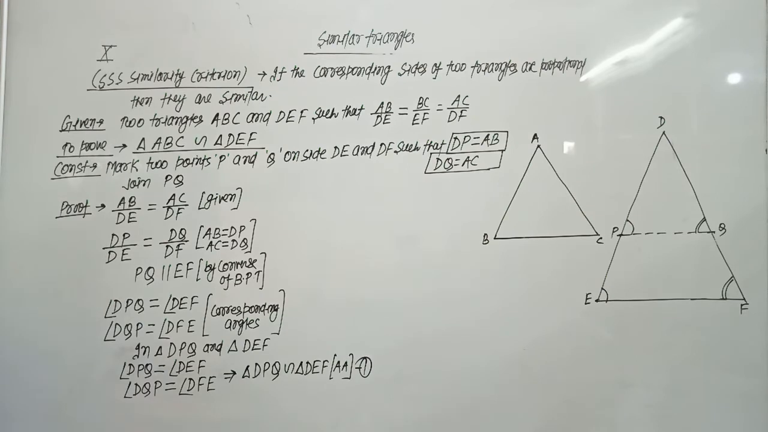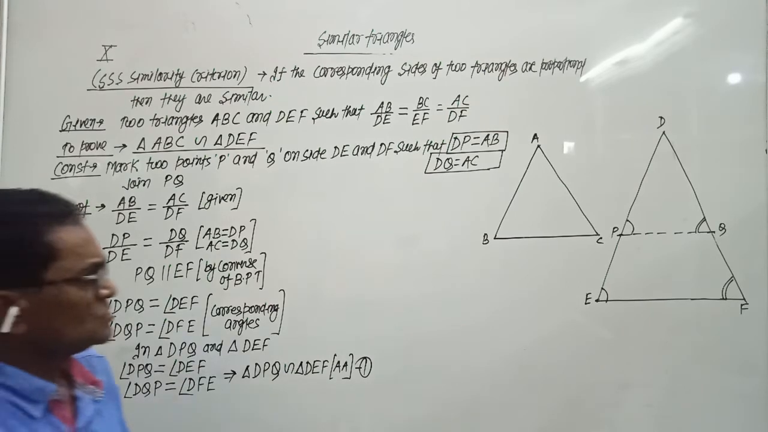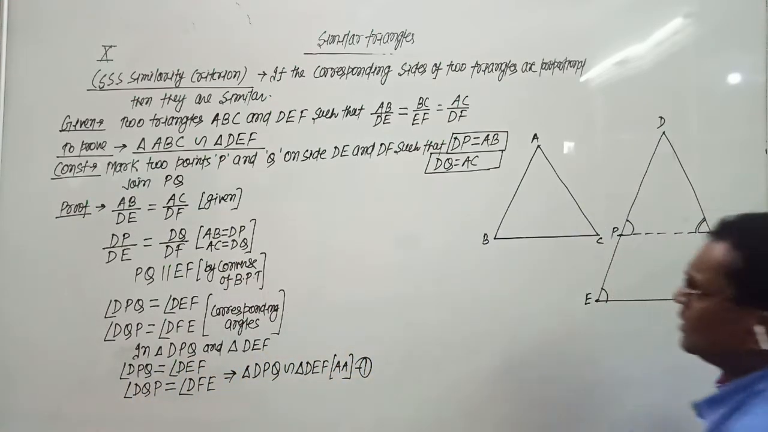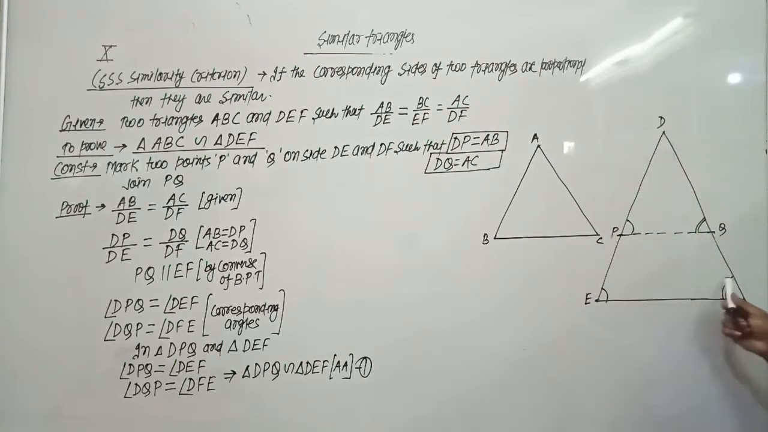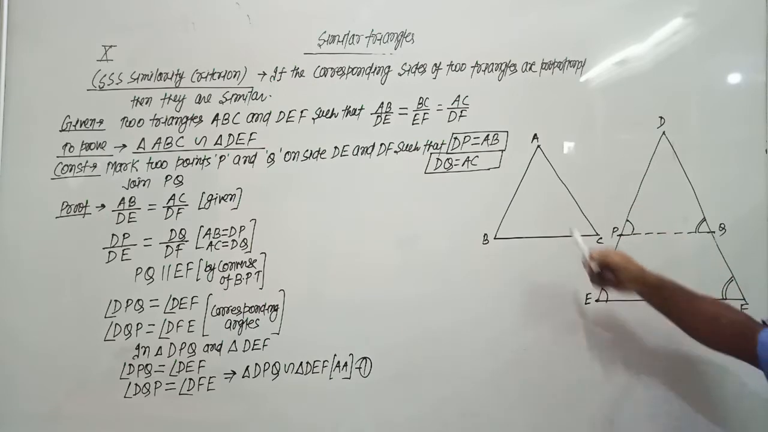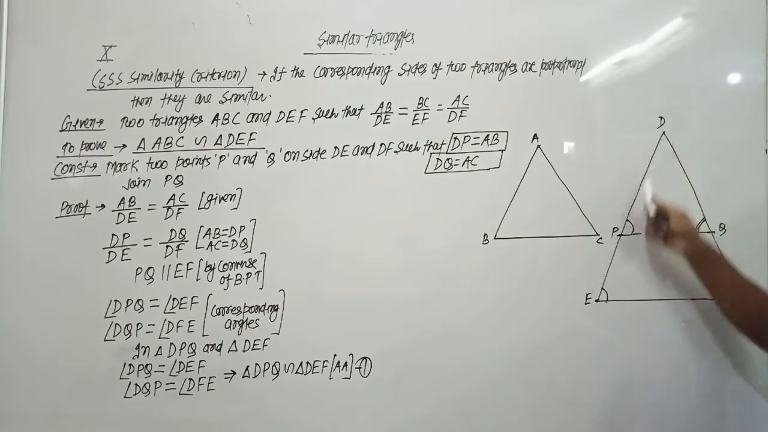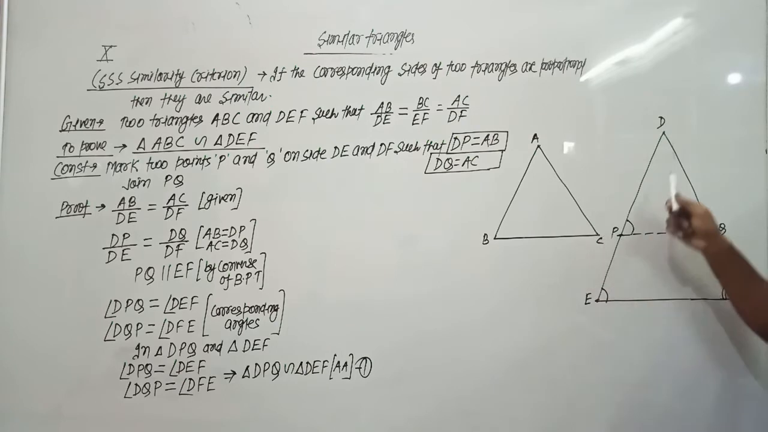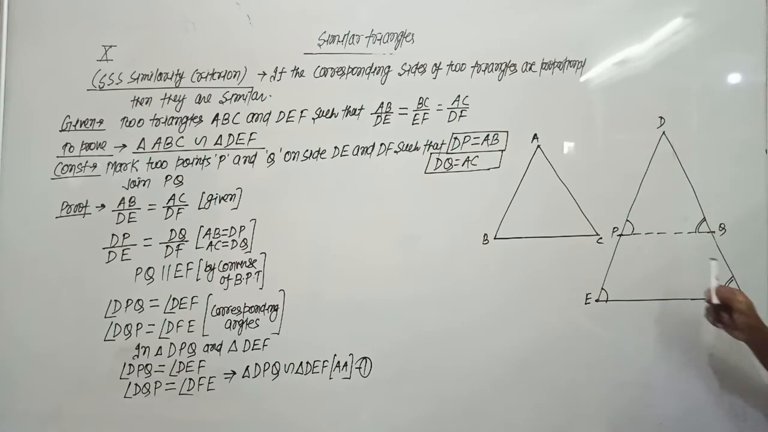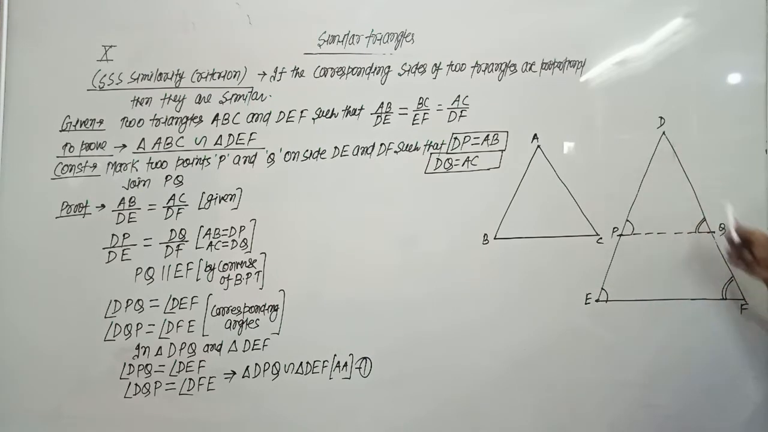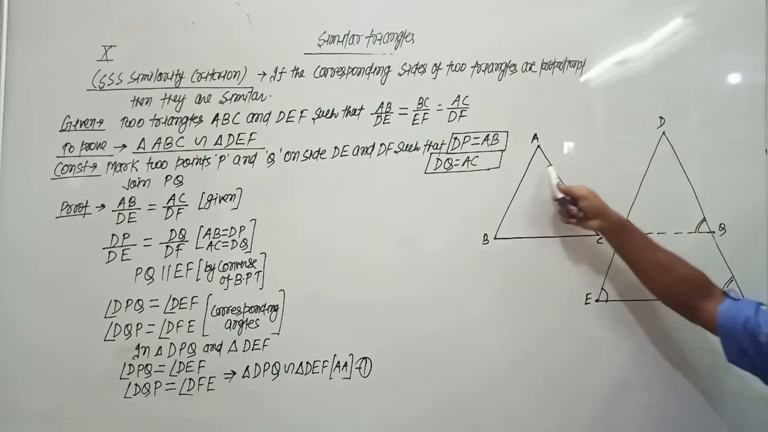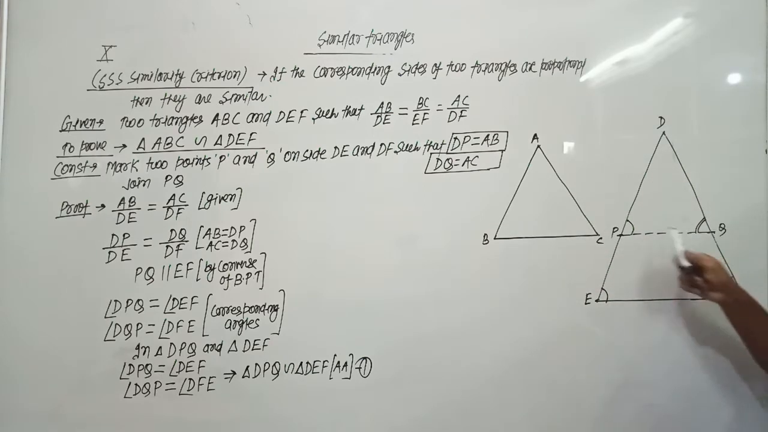Triangle DPQ is similar to triangle DEF by AA criterion. So let us see once what we did. In triangle ABC and triangle DEF, it was given that AB upon DE equals AC upon DF. And already we have marked a point P on DE and a point Q on DF such that DP upon AB equals DQ upon AC.